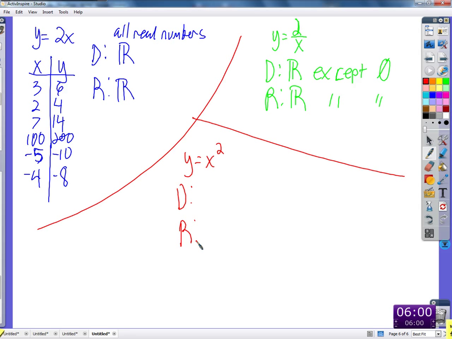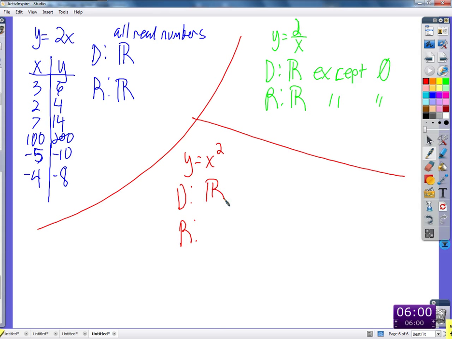The domain is a set of all what? Where do inputs go? X's. What are you doing to the number that you put in for X? Squaring. You're multiplying it by itself. What numbers can you multiply by itself? All of them. 2 by itself, negatives by itself, fractions by themselves, 0 by itself. Multiply 0 by 0? You could. It's kind of silly, but you can do it. So yeah, all real numbers, I agree.